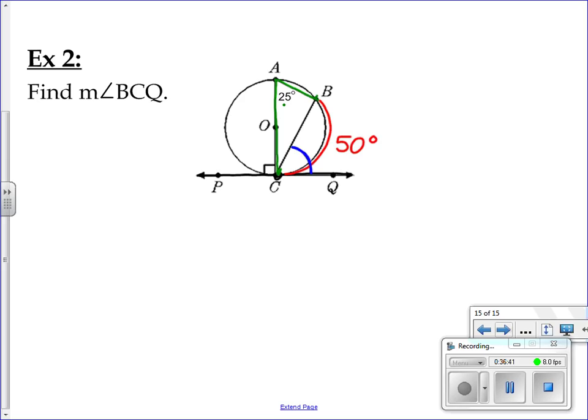Now that I know the arc is 50 degrees, I can find that missing angle that we're looking for, created by the tangent and the chord. We're going to take half of it. So this is going to be 25 degrees.